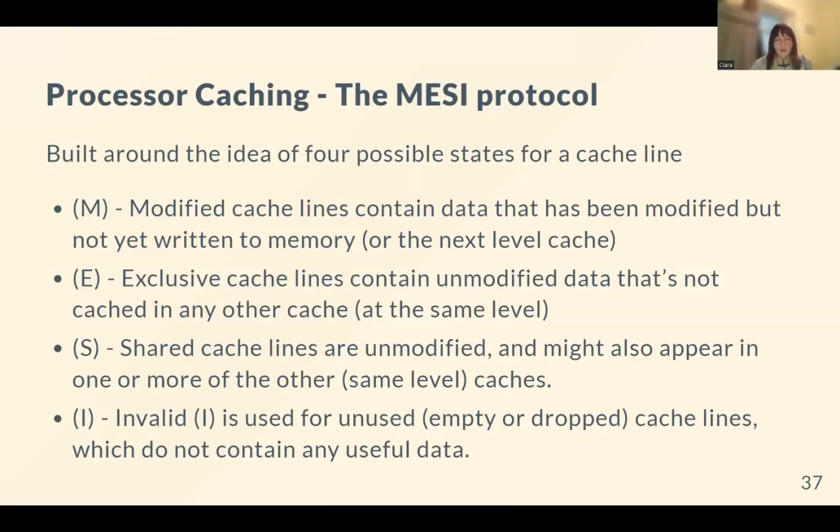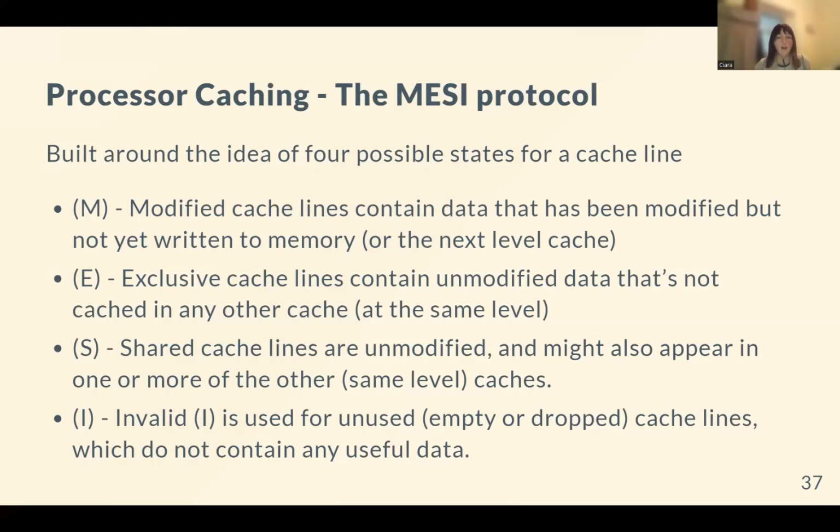There's also something called the MESI protocol, which is built around the idea of setting a state for a cache line. And there are 4 possible states that it uses to figure out what it needs to do next. So a cache line can either be modified. So if I'm doing a write, then that write is going to be modified. You've got a modified cache line that's going to contain that data that's been modified, but not yet written to memory or the next level of the cache down.